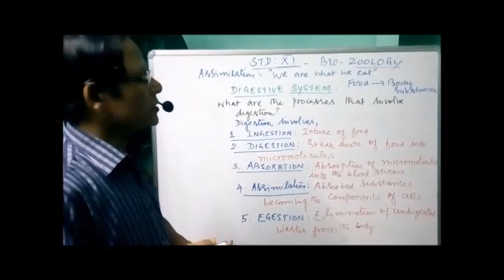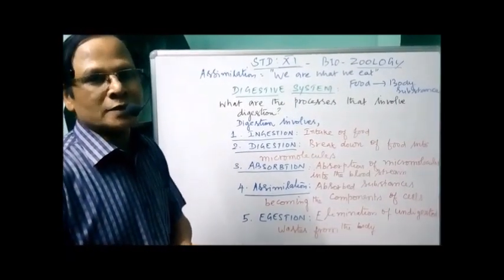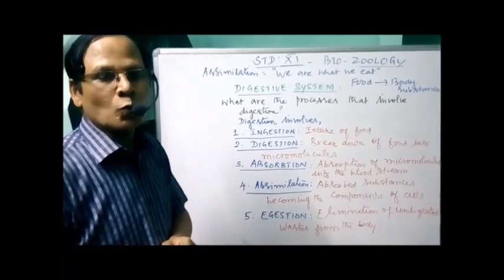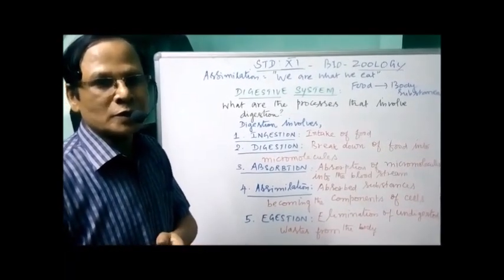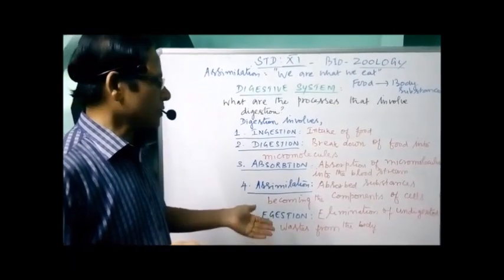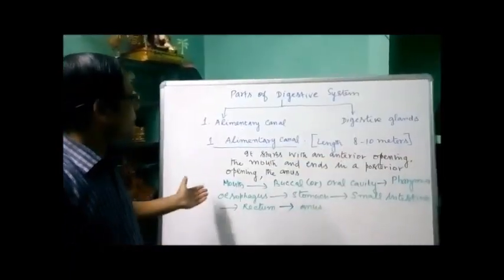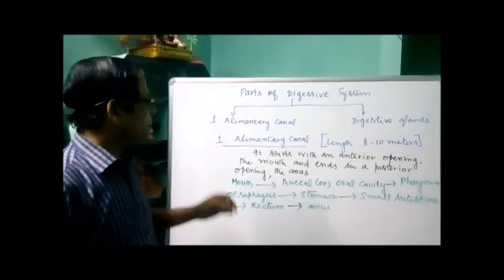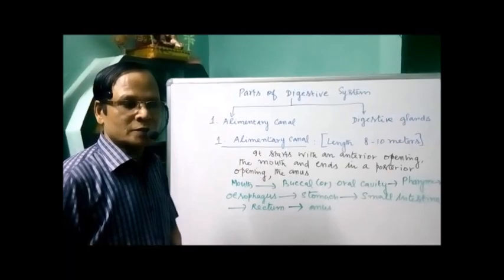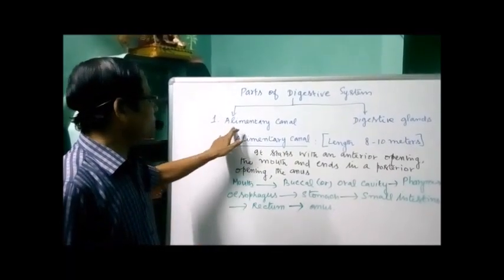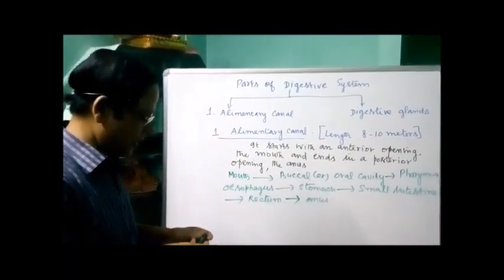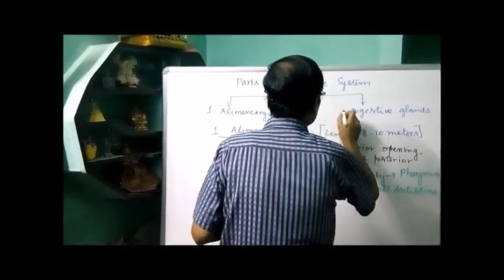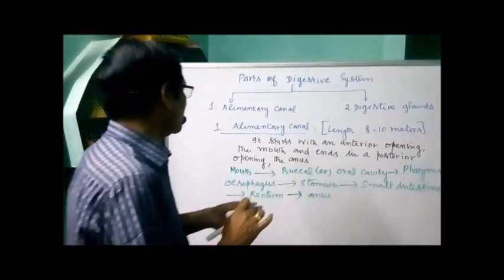Now if you are taking the digestive system, what are its components? The digestive system includes 2 components: 1, the alimentary canal, and 2, the digestive glands. We'll discuss it. Now let's see the various components of the digestive system. It includes number 1, the long tubular, muscular structure, the alimentary canal, and number 2, the digestive glands. These are the two major components. The associated glands of the digestive system are called the digestive glands.